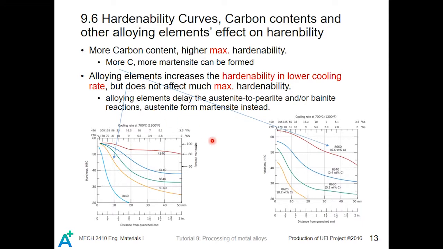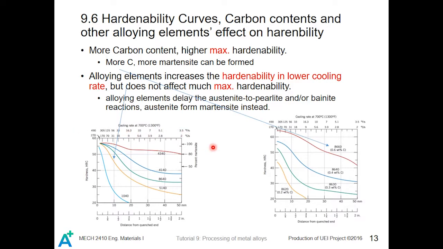So for hardenability curves, we have these two examples. You can see that here is the distance from the quenched end, and here is the hardness, which is in HRC scale, and here is the percentage of martensite, and here is the cooling rate.